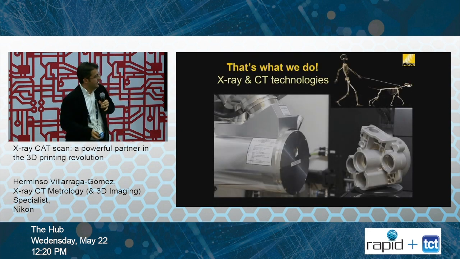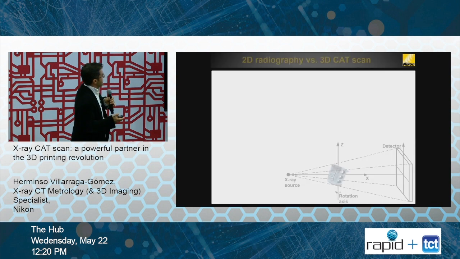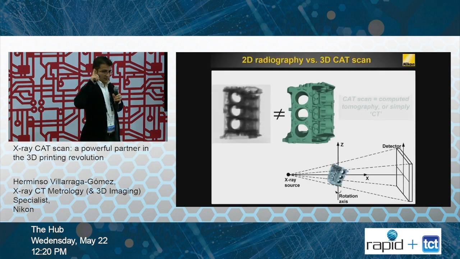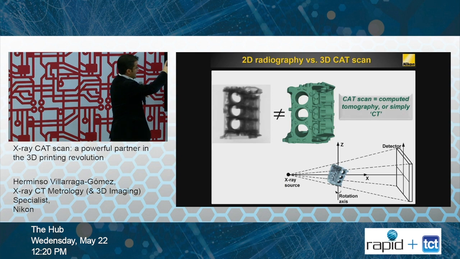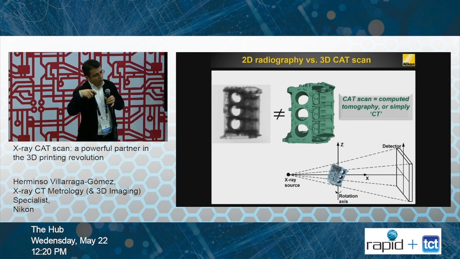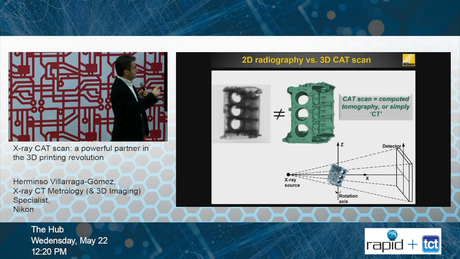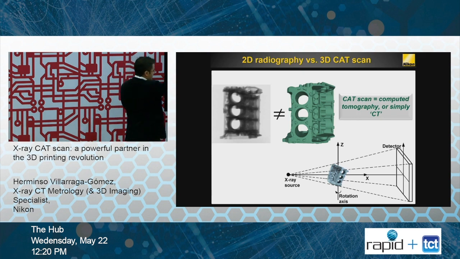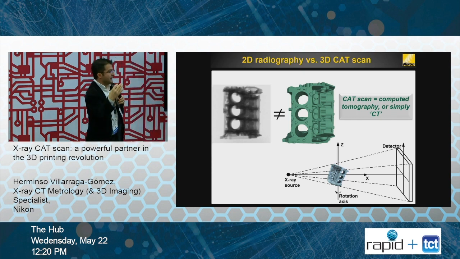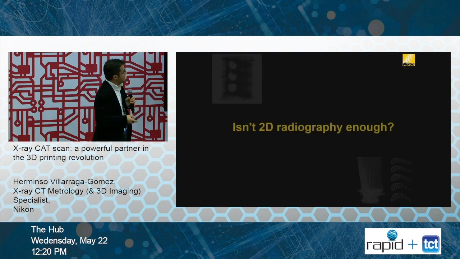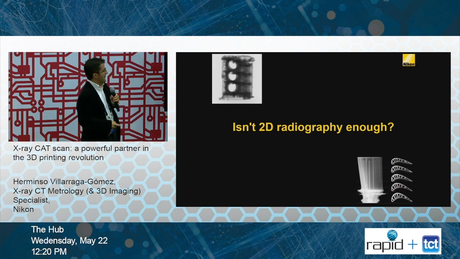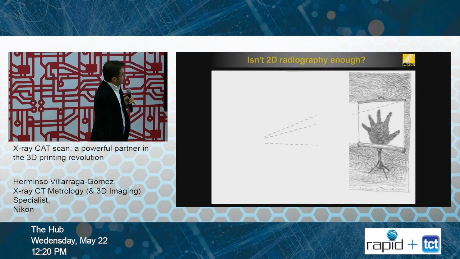So that's what we do, X-ray and CT technologies. Again, a simple X-ray radiography doesn't tell you all of what is happening, because even if you see some porosity from the radiography, you don't know exactly where it is, and you cannot calculate the volume. So the computer tomography actually brings the next step. Why is 2D radiography not enough? For some applications it might be, but not always, because sometimes it's ambiguous.